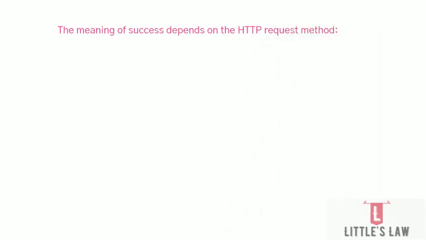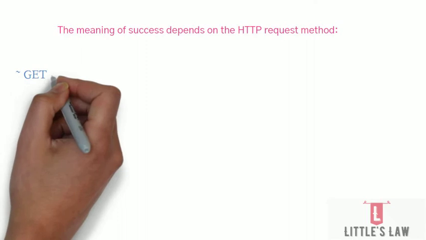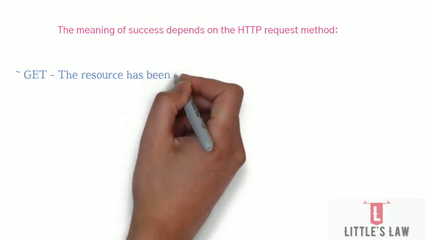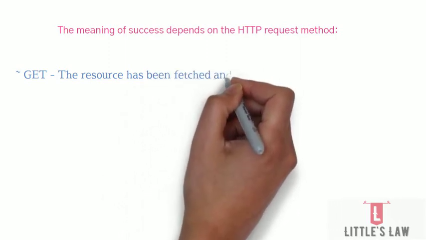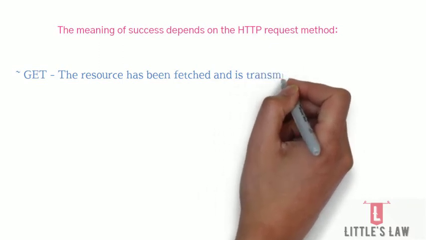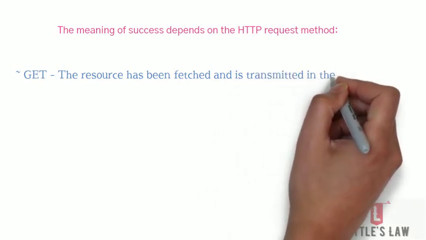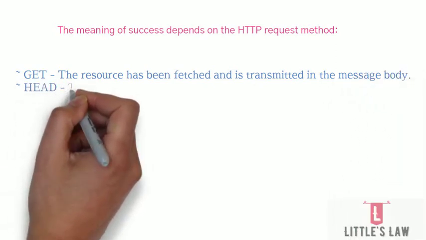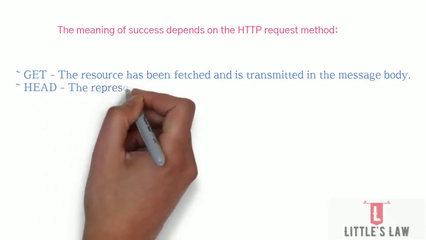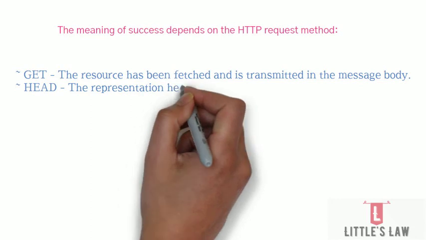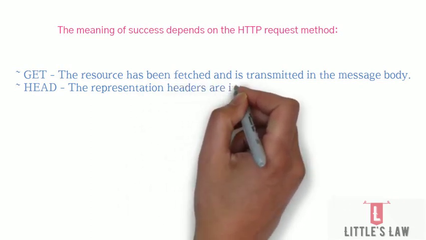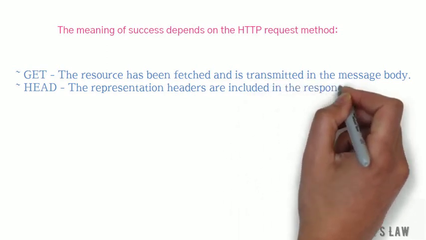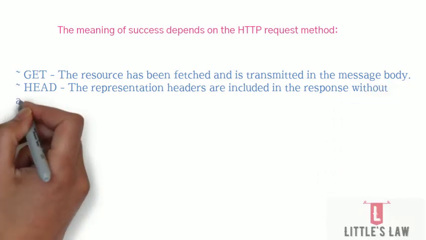The meaning of success depends on each HTTP request method. There are various HTTP request methods like GET, POST, PUT, and DELETE. So let's now see the HTTP request methods and what is a success for each of them. Let's first start with GET. When the resource has been fetched and is transmitted in the message body successfully, it shows the 200 OK success message.